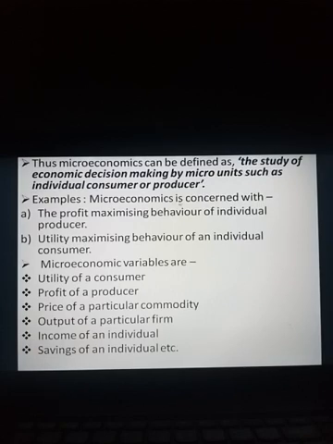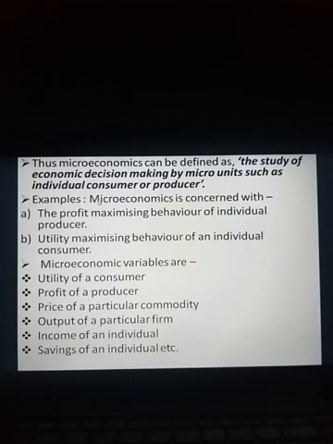Examples: microeconomics is concerned with the profit maximizing behavior of producers, because a producer always aims at maximizing profit, whereas the consumer's aim is utility maximization. That means the consumer always focuses on getting maximum satisfaction with the minimum resource. So the producer's goal is profit maximization, the consumer's goal is utility maximization.